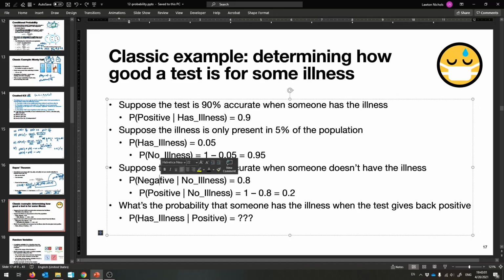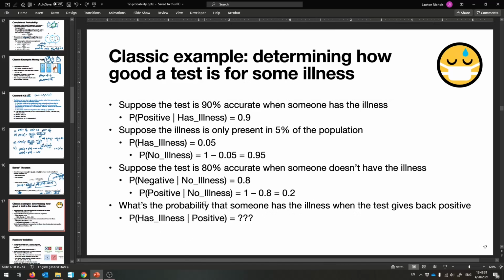And so now we can think about figuring this out. We know how accurate the test is when someone has the illness, but what does it mean? How often does somebody who tests positive actually have that illness? So the probability of having the illness given that your test was positive. That is where we use Bayes' rule, and so we need the other sides of things.